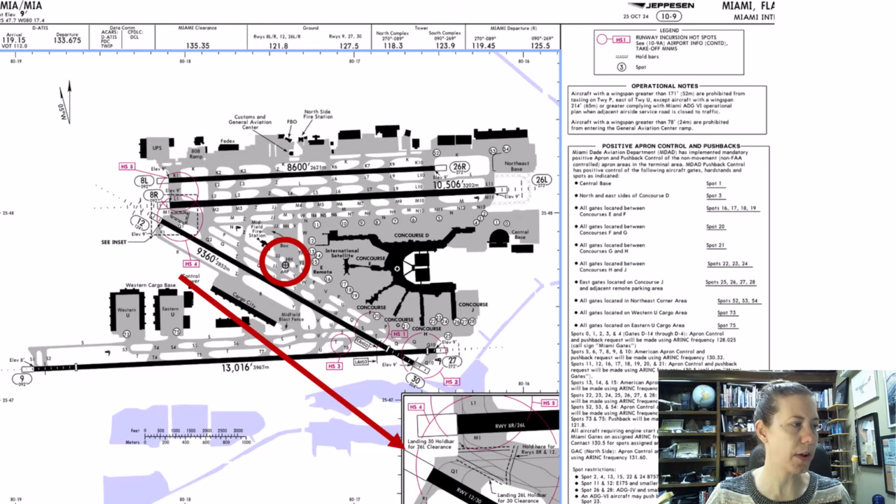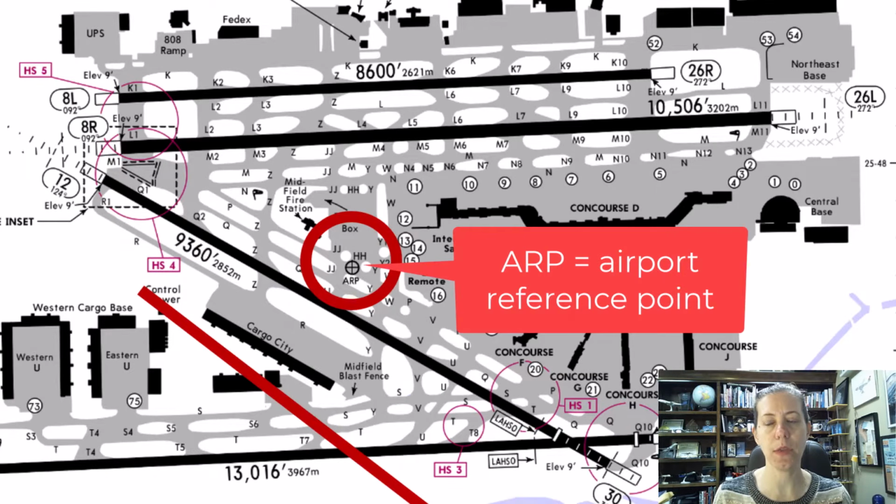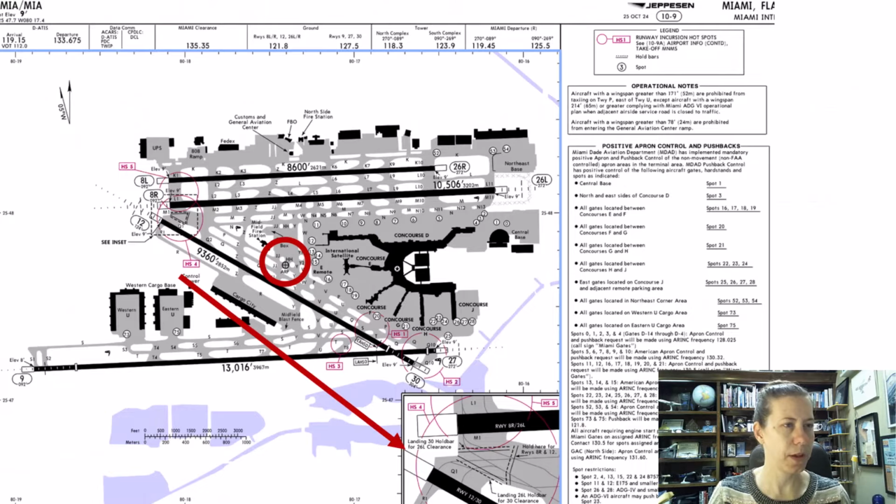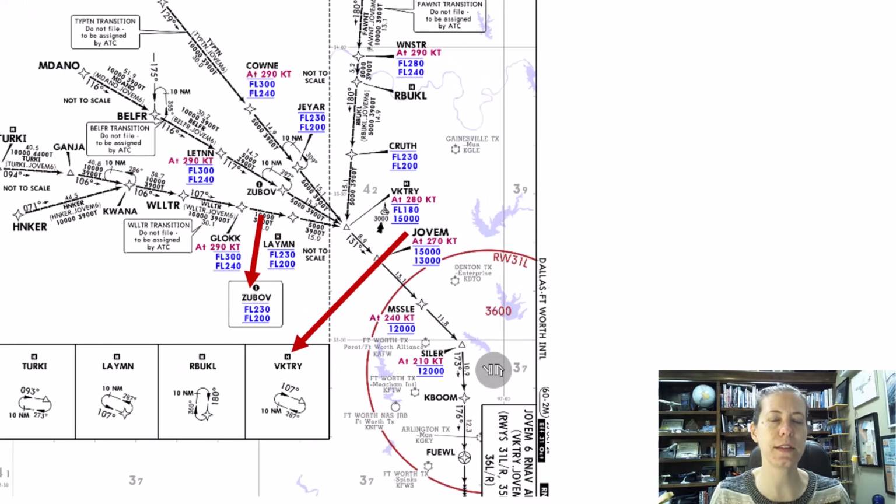Okay, we also have a better view here of the airport reference point, or the ARP, and you can see that is basically the geographical middle of the airport. So it's that circle with the little crosshairs in it. Okay, cool. Now, let me move into discussion of SIDs and STARs.